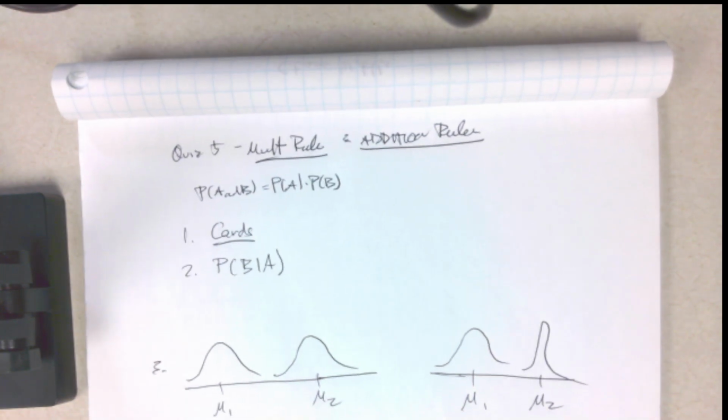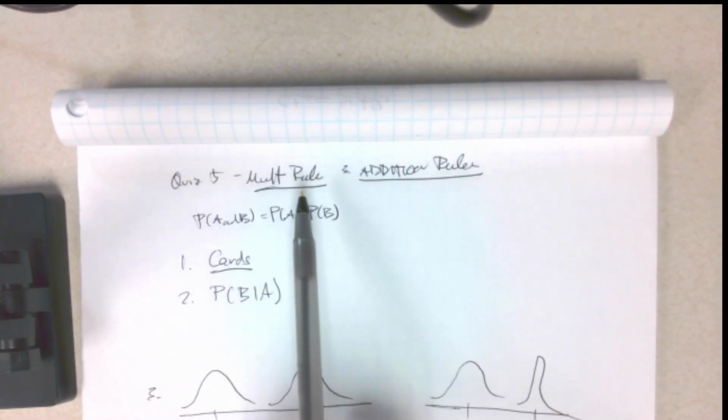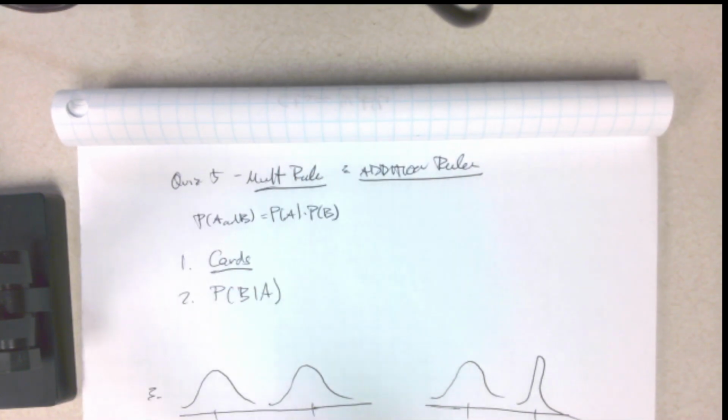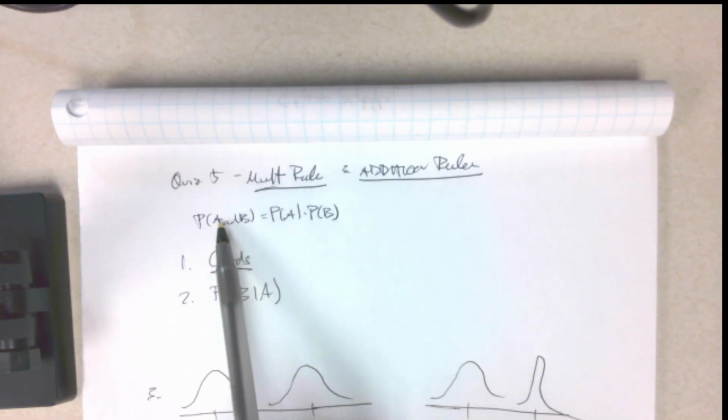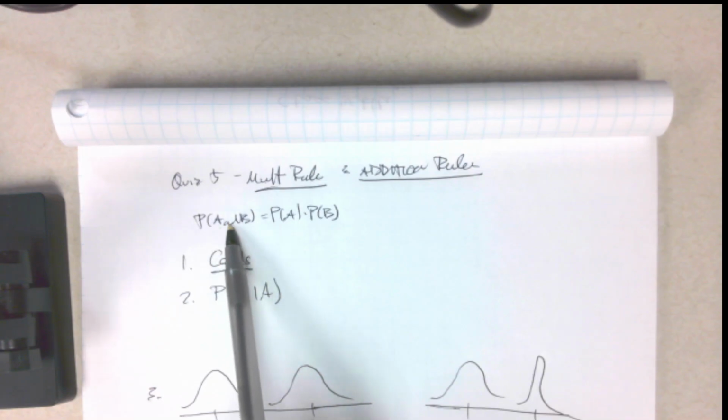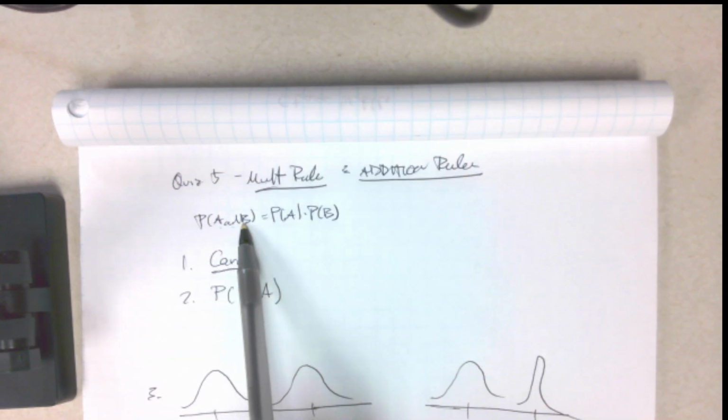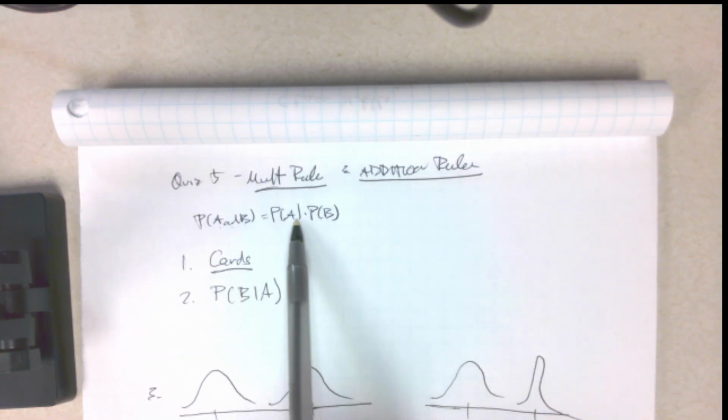So just to review a few things for the quiz and the test. For quiz number 5, make sure you know the multiplication rule and the addition rule. Basically, it's just like the name. The multiplication rule says if there's a sequence of events and you want to know the probability that both A and B, the key word is "and," both A and B happen, you multiply the probabilities.